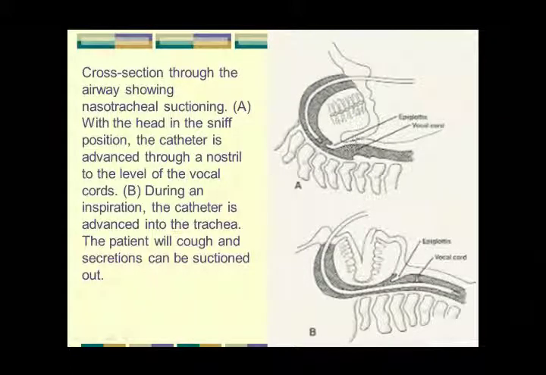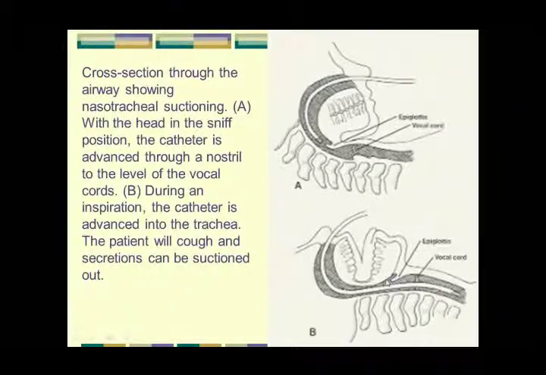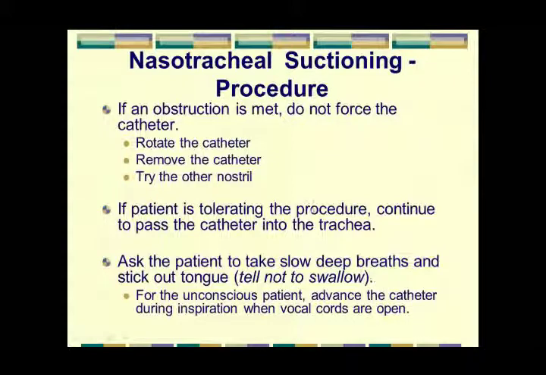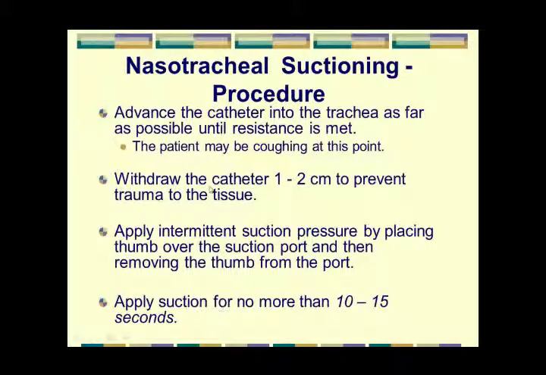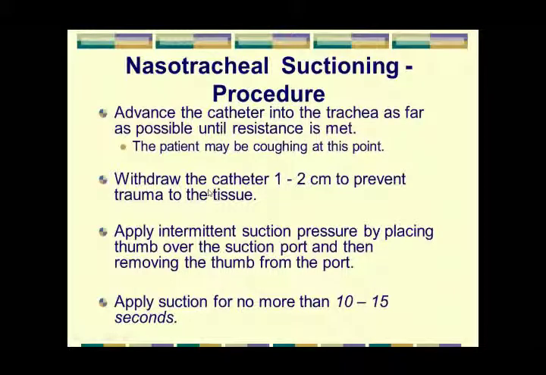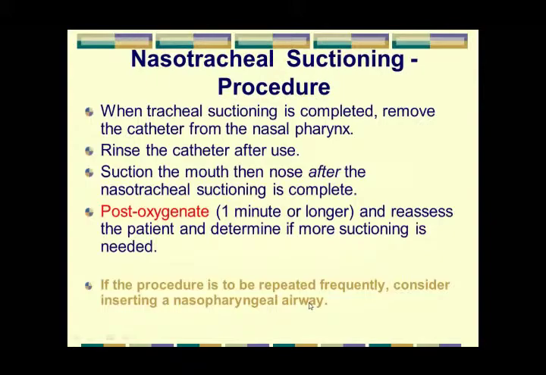So again, here's the head in a non-sniffing position. Here's the head in a sniffing position. I'll show you that in the lab when we go. If you meet an obstruction, don't force it. Rotate the catheter. Once we're into the trachea again, with them having their tongue sticking out, we can apply vacuum. Once you start seeing the cough, we can apply vacuum intermittently on the way out. Whole thing taking no more than 10 seconds.